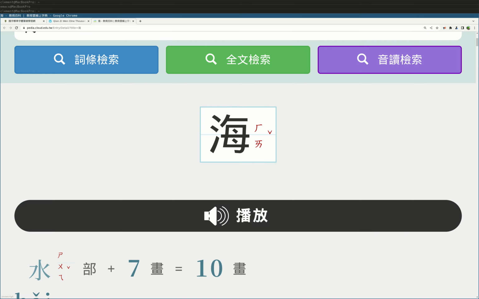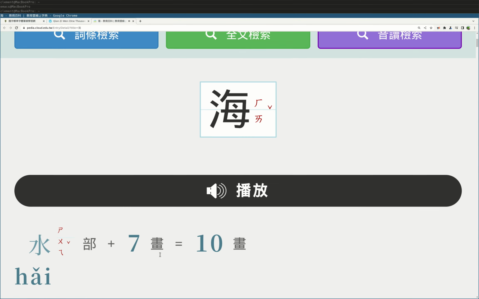海, hai. The radical is 水部, the water radical, and the other part means 化. Seven strokes, and 10 strokes in total. 海, hai.